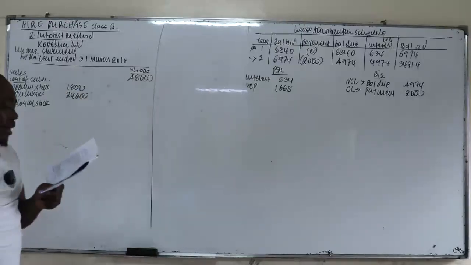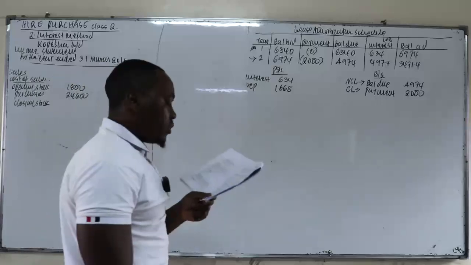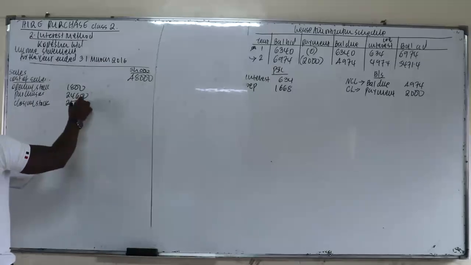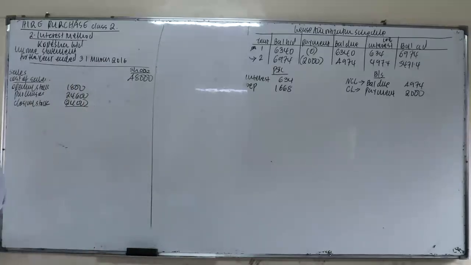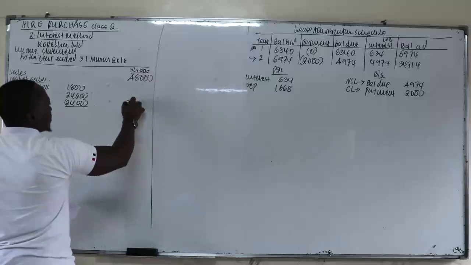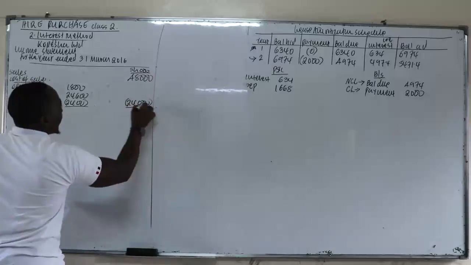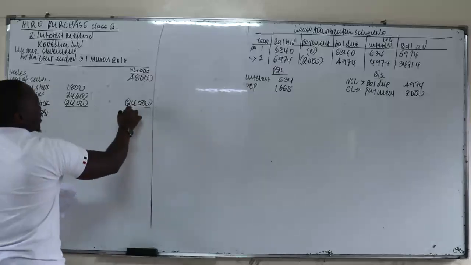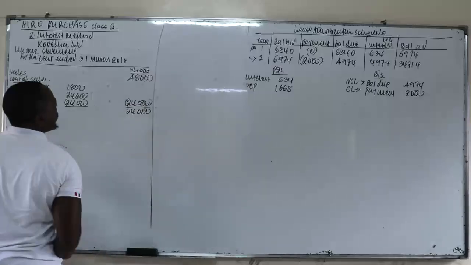Note number one, you're told that inventory as at 1st of March 2016 was valued at 2.4. So you deduct the closing stock. How much is that? 18 minus 24, that's 6. 24 minus 6, you get 24,000. So how much will be our gross profit? 48 minus 24, you get 24.